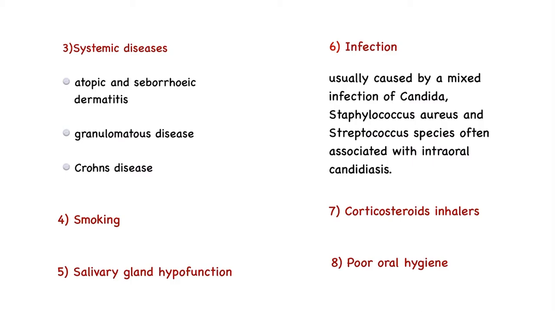Infection: angular cheilitis is often correlated with the presence of Candida associated stomatitis. It is thought that the infection may be initiated between palatal mucosa and the maxillary denture, and from that area it spreads to the angle of the mouth. It is usually a mixed infection of Candida, Staphylococcus aureus, and Streptococcus species. Corticosteroid inhalers and poor oral hygiene are also risk factors for this condition.